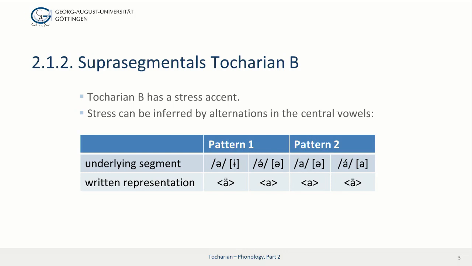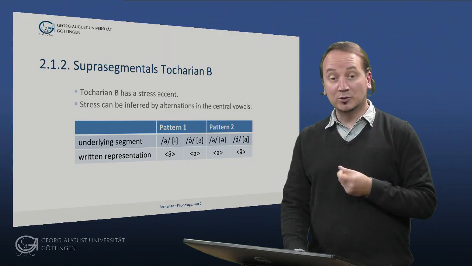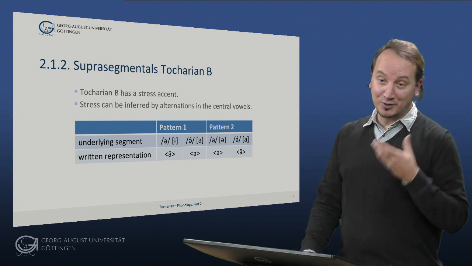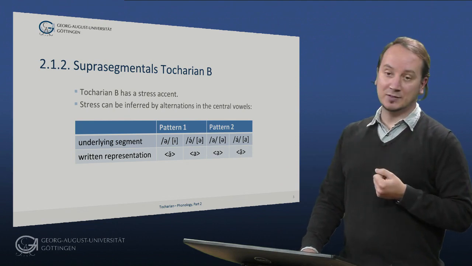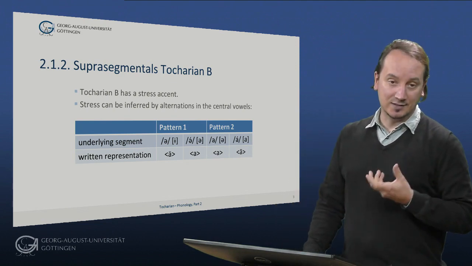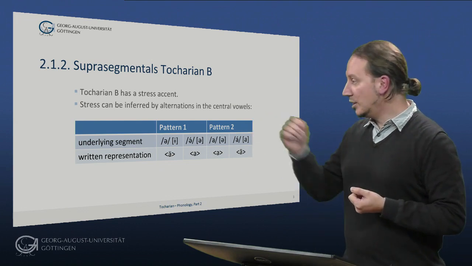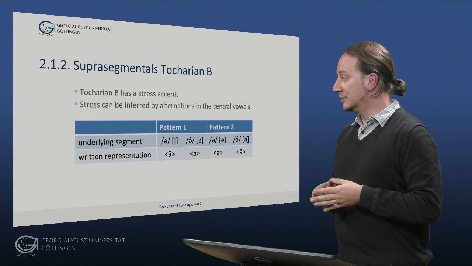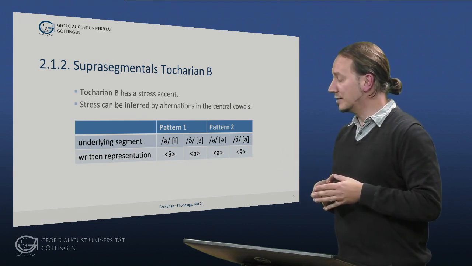Pattern two is that underlying unaccented a, presumably phonetically rendered again as schwa, so ə, is also written with a, and underlyingly accented a, presumably phonetically rendered as a, is written with a macron, so long ā. However, to be sure, only written with the long vowel diacritic in the Brahmi system. As you know, phonological contrast of length in vowels doesn't exist in Tocharian. So these are the basic patterns of how to see the stress in Tocharian B.